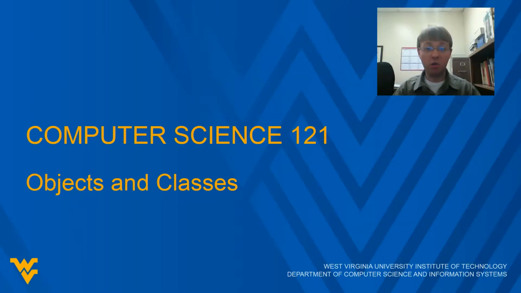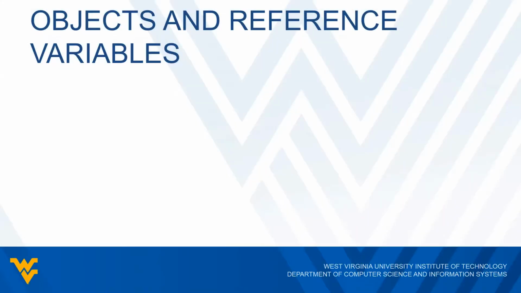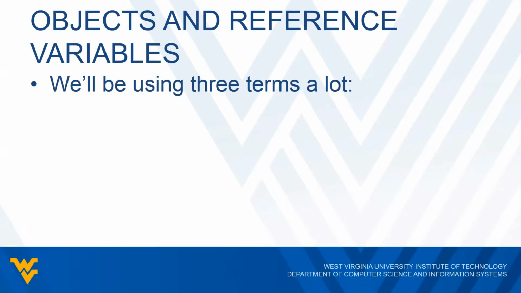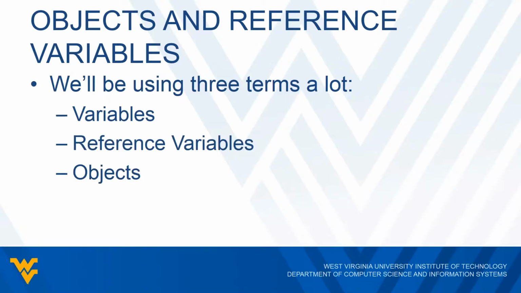In this lecture, we'll start talking about object-oriented programming by introducing objects and classes. Throughout this course, we're going to be using three different terms a lot: variables, reference variables, and objects. So it's important to understand the difference between these three different terms.